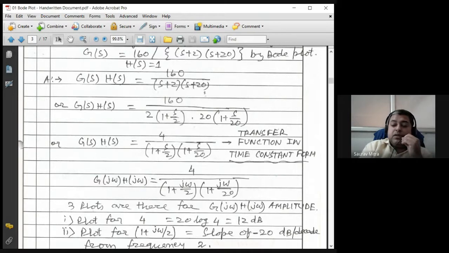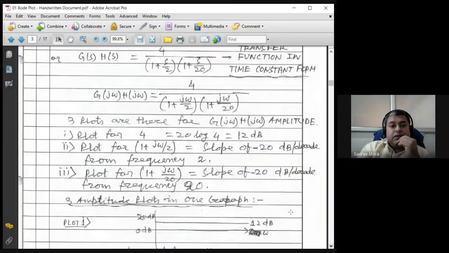So how many Bode plots do we have to draw? We have to draw two Bode plots, one for magnitude and one for phase. But in magnitude also we have to draw three plots, and we have to add these three plots to find the resultant. What is the first plot? The first plot is for the constant, which is 4. So first we see 20 log of 4, which is equal to 12 dB.